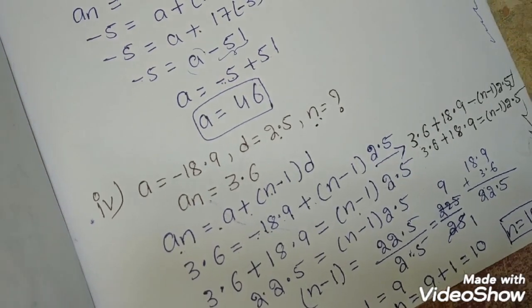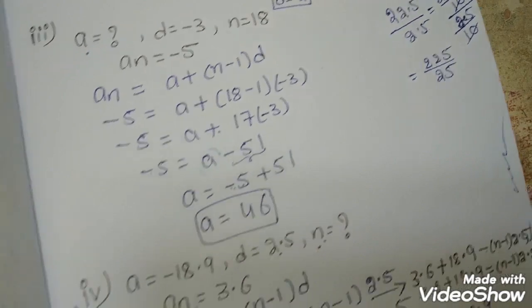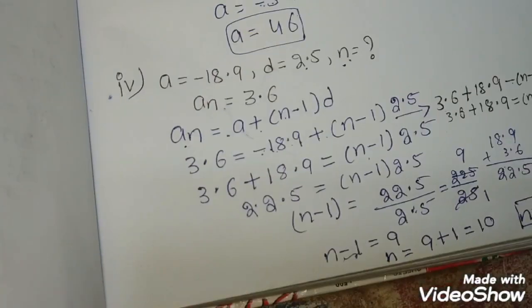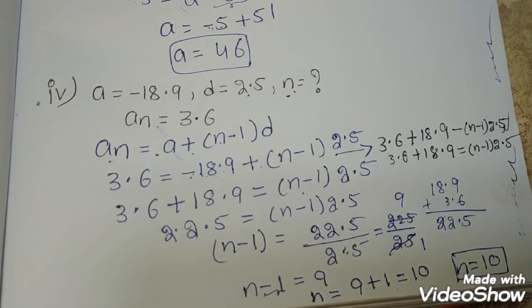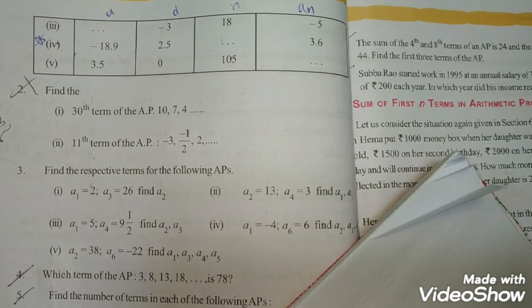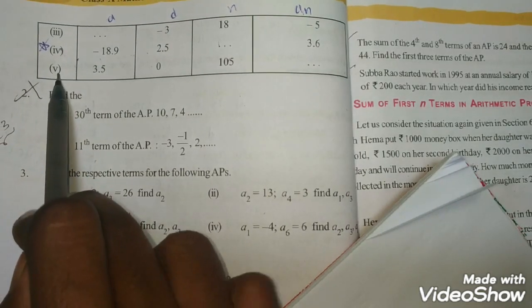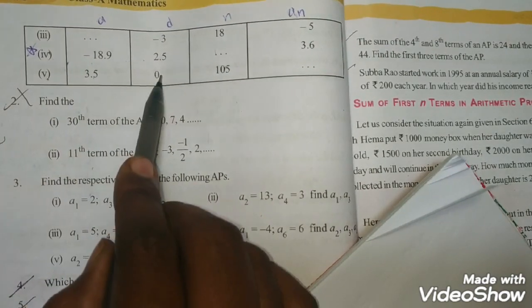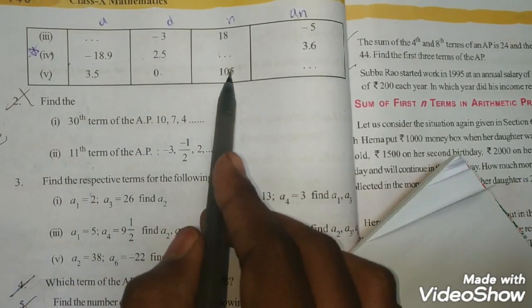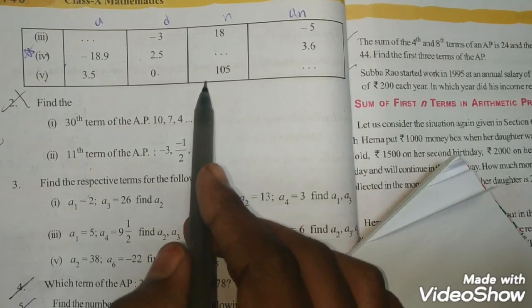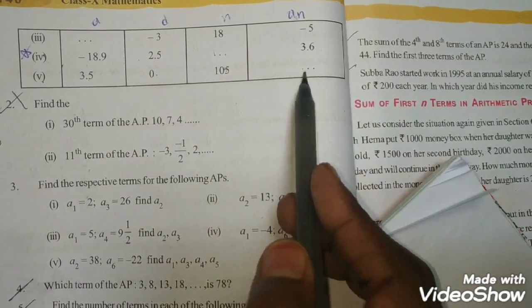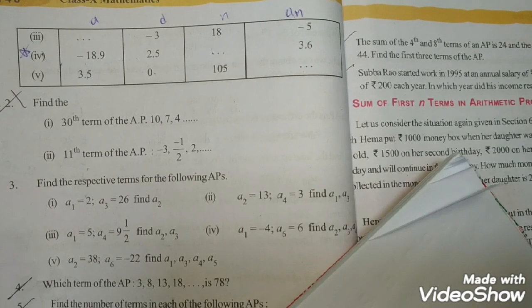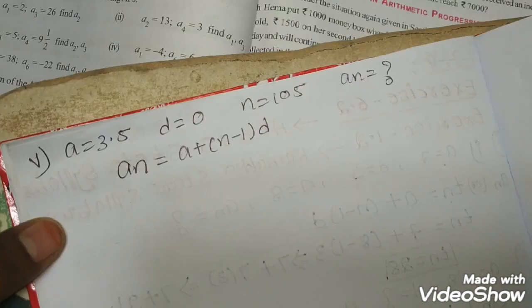Okay? Let's go for the next question. Please pause the video to note down all these things. Okay? After the first question, we have the last question, that is the fifth one. Let's start that one. They have given already a and common difference 0, and the number of terms we have is 105, and we need to find an, number of terms. No, not number of terms. Tn we have to find, that means an.